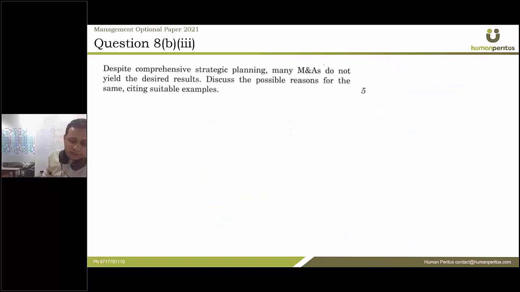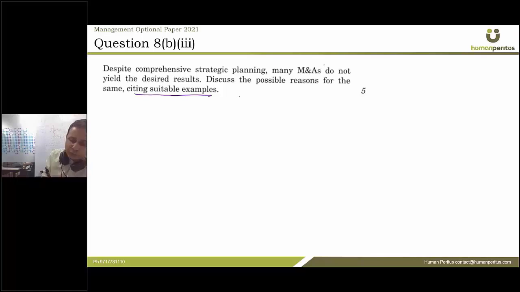Next one, despite the comprehensive strategic planning, many mergers and acquisitions do not yield the desired results. Discuss the possible reasons for the same, citing suitable examples. So guys, most mergers and acquisitions do not give that synergy for which they are done. So why are mergers and acquisitions done? Because some synergy is expected.